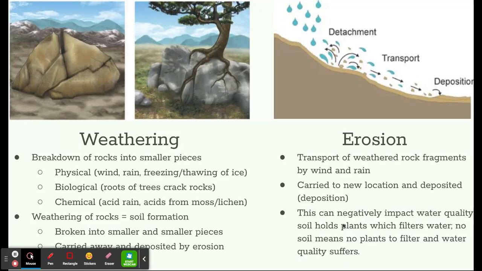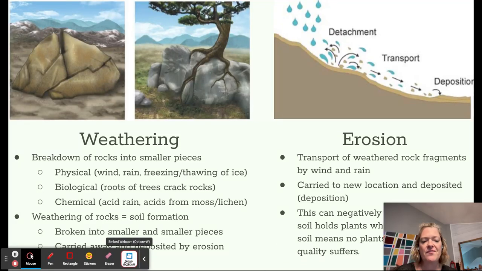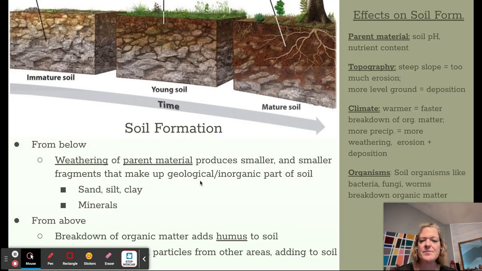It says that erosion can negatively impact water quality because soil holds those plants, which filters the water. If all that soil gets eroded away, that means there's not going to be plants there to filter the water. And then ultimately the water quality will suffer. So, erosion's not necessarily the best thing. It's a natural process, but it's not necessarily the best thing for ecosystems.